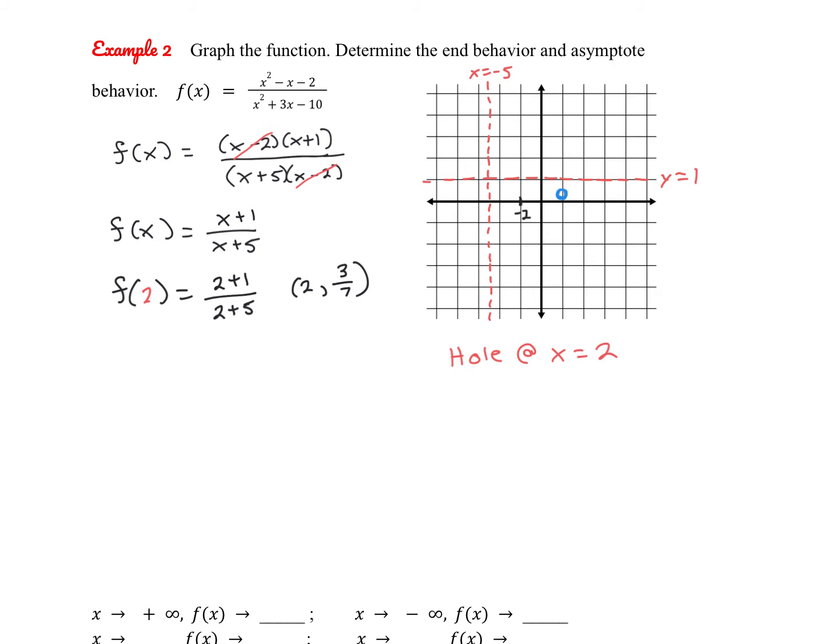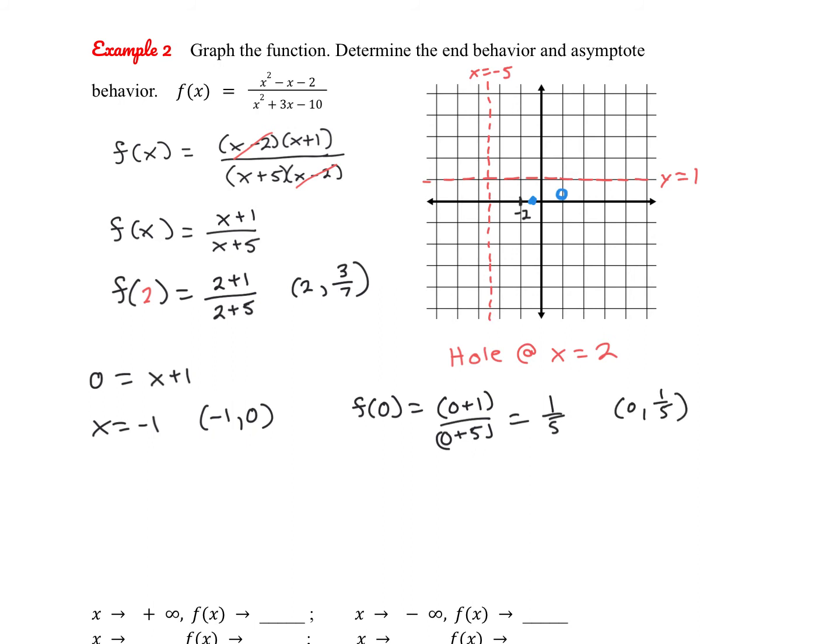Let's start by finding our x-intercept. You essentially just set your numerator equal to 0. So we get x equals -1. So (-1, 0) is our x-intercept. And then let's find our y-intercept by finding f of 0. So 0 plus 1 over 0 plus 5. So it's at (0, 1/5). So it's right around here. You'll just have to do your best to estimate on your graph.